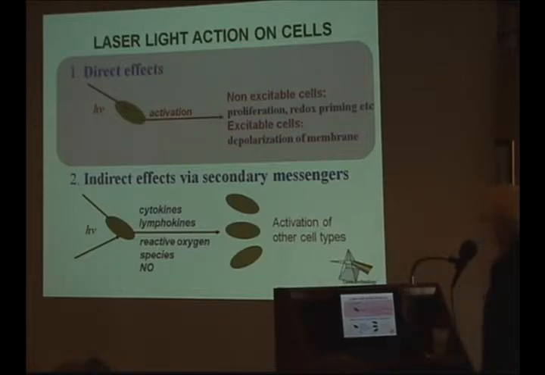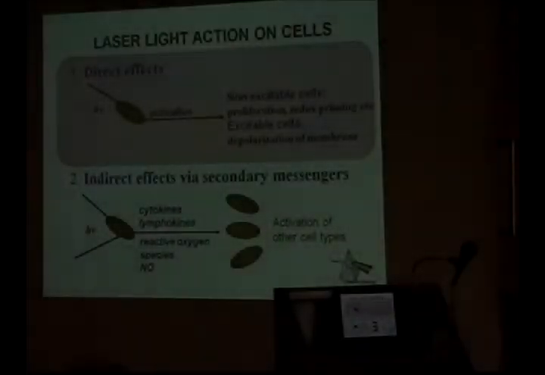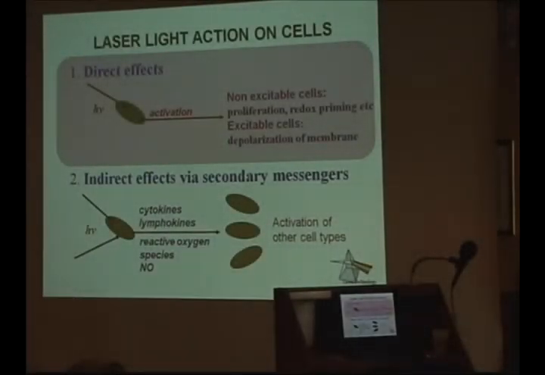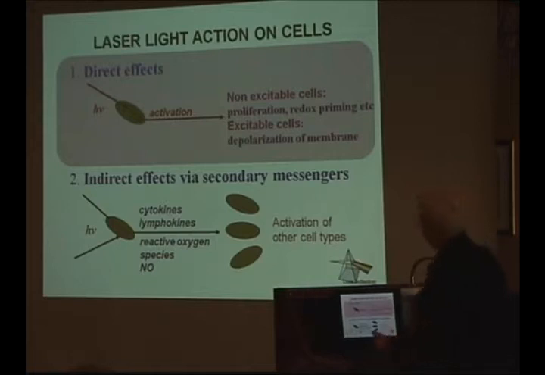Of course, when you irradiate very complex systems, there are always indirect effects via secondary messengers. You irradiate cells, and in some cases, for example in case of lymphocytes, you get reactive oxygen species and so on. And in this way, you can get activation of other cells also. But let's speak about this part.